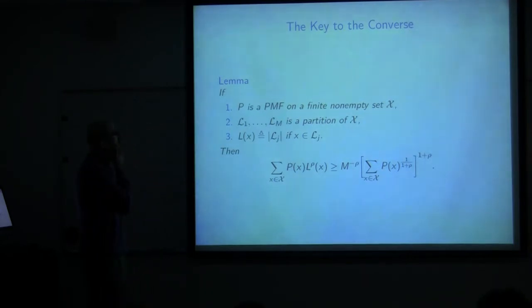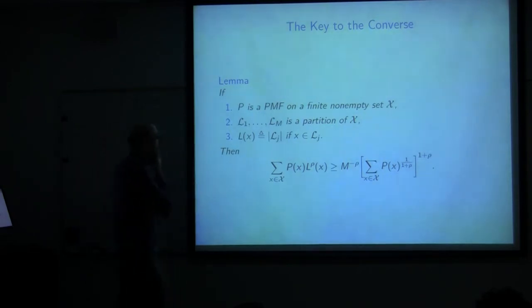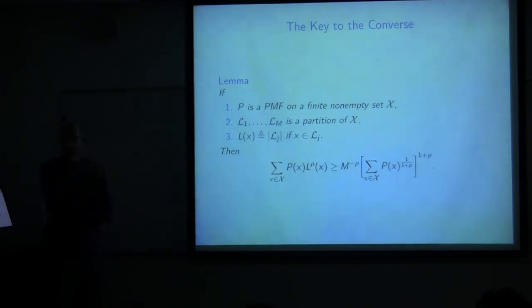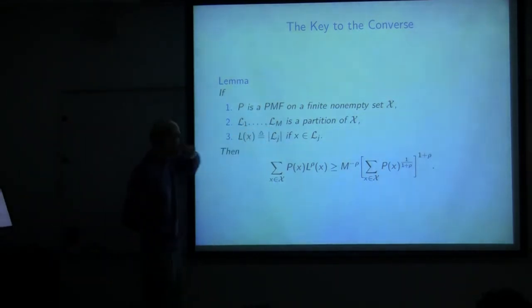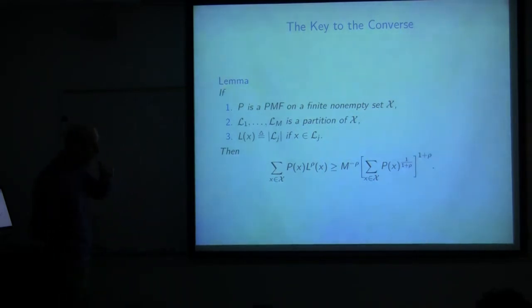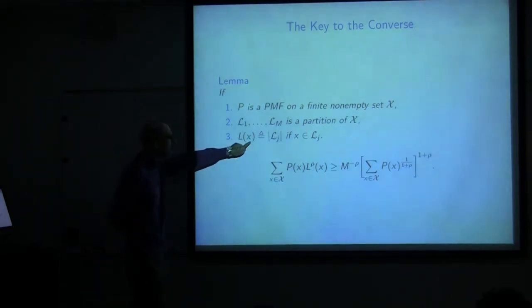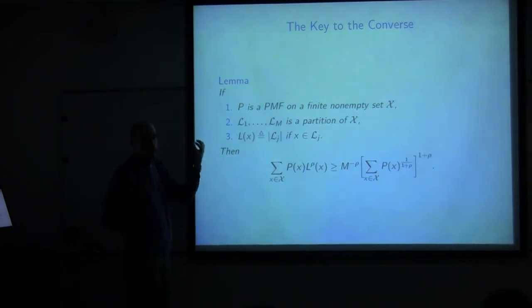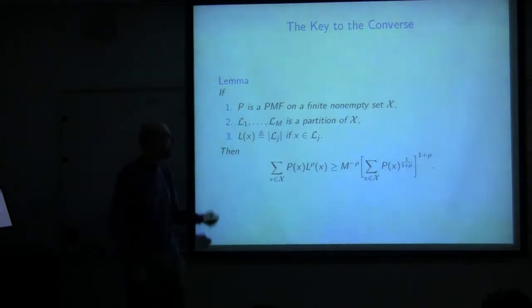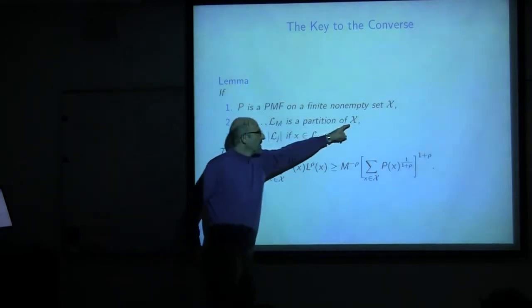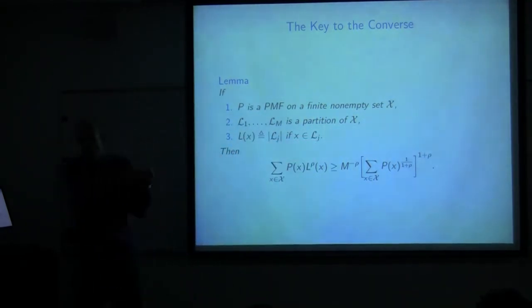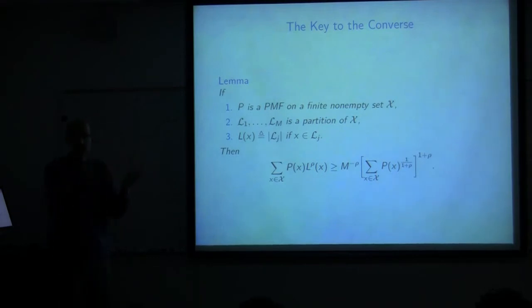It says that if you have any probability mass function P on a finite set X, and suppose you have a partition of that set into n different subsets, so this is L_1 through L_n. And now let's associate with each outcome x, L(x) to be the size of the subset that contains x. Because we're looking here at a partition of the set X, every outcome is going to fall inside one of those lists, and there's going to be some length associated with it.